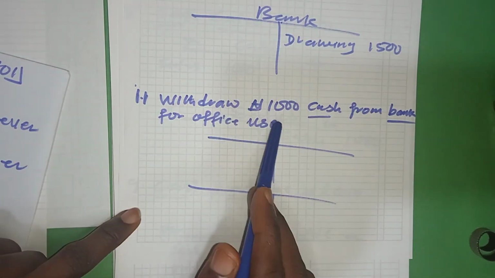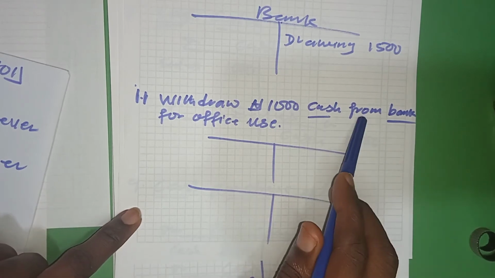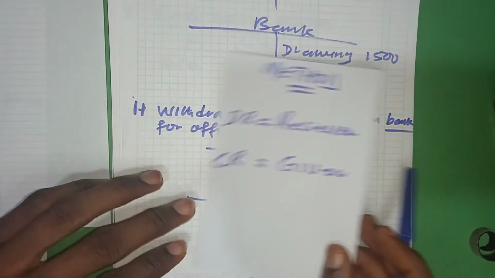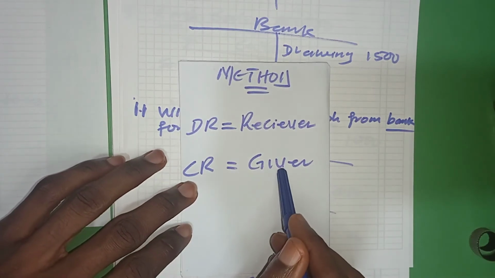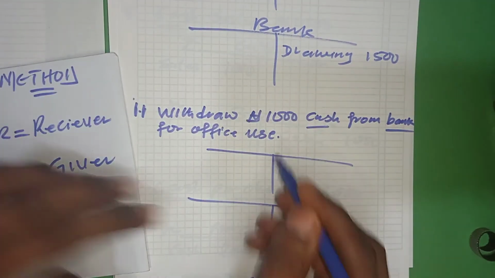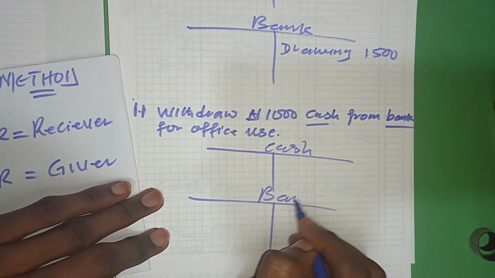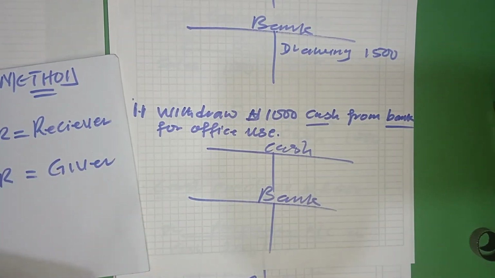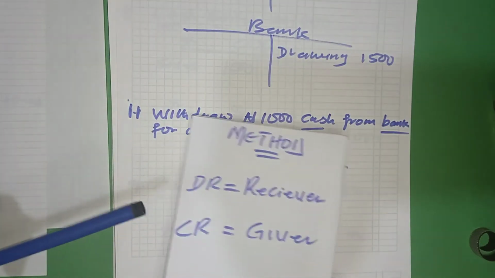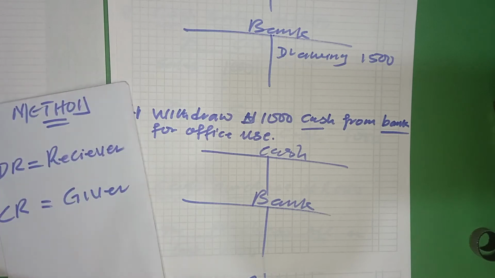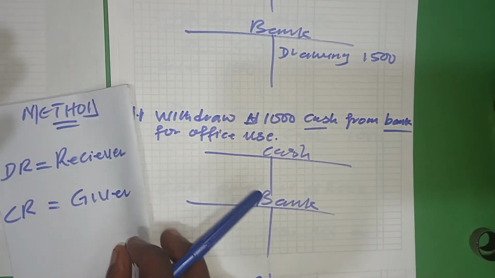Now, withdraw 1,000 naira cash from bank. Who is giving and who is receiving? From bank, bank is giving. Cash is receiving. So we're going to debit cash. Then you credit bank. Now, mind you, when you withdraw money from the bank for business purpose, the cash at hand is increasing, but the cash in bank is reducing. That is the implication here.